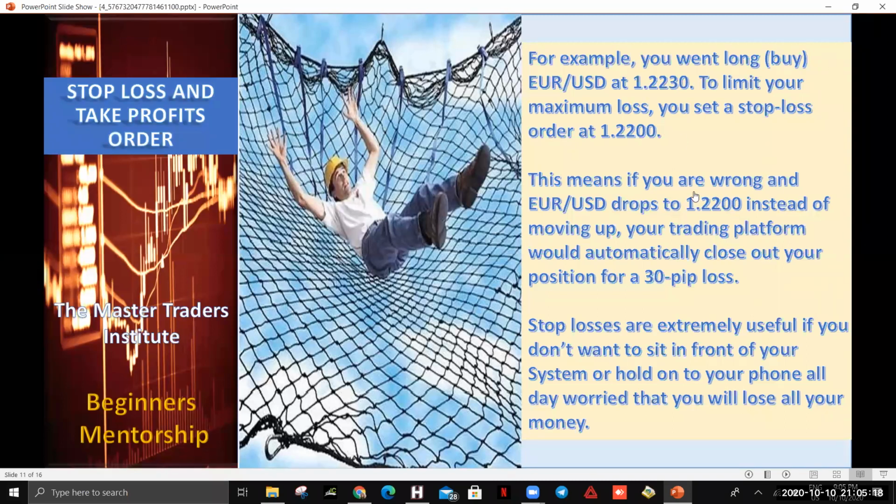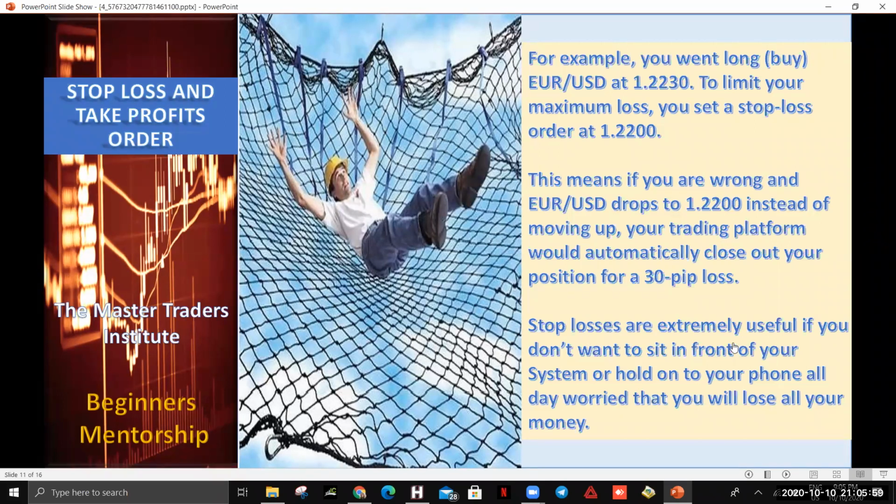So this means if you are wrong and Euro USD drops to 1.2200, instead of moving up, your trading platform would automatically close out and your position will lose 30 pips. So you're going to lose just 30 pips. If you're using 0.01, what you're going to lose is $3. If you're using 0.10, what you're going to lose is what? $30. If you're using one standard, what you're going to lose is $3,000. So I need you to have that in your mind. $3,000, $30, $3. Which among these, if you lose, will not affect your equity? So that's the kind of lot size you're going to use when you're trading in the market.